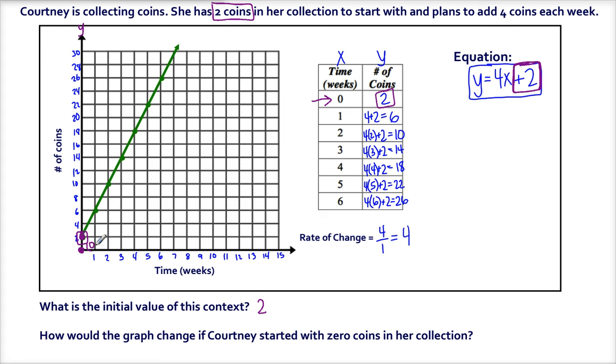So this represents 0 weeks. She has 0 coins. So her graph would shift down 1 unit, well, 2 units, right? And that means every single point would also shift down because we need to subtract 2 from every single point. And so it just means that her line would shift down the 2 coins that she lost.